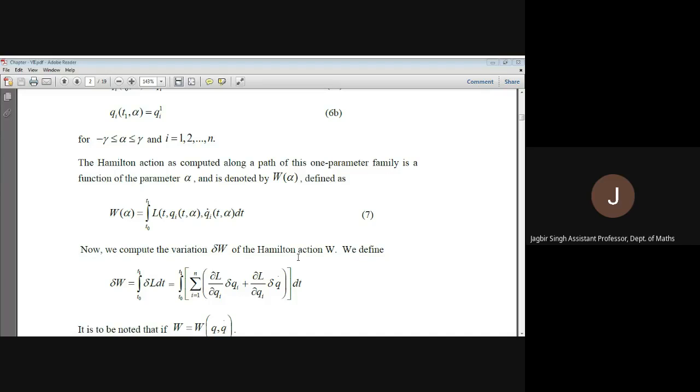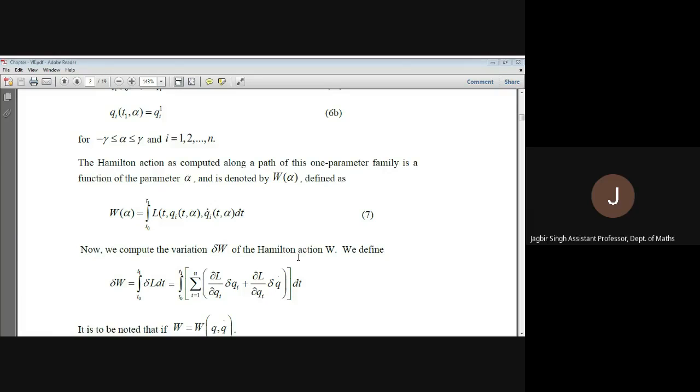And let me remind you one thing, that this variation is with respect to alpha. Why? Because alpha W is a function of alpha only. So it will be integration t0 to t1 of variation of L dt. And one term that is not written here, actually Leibniz rule is applied.